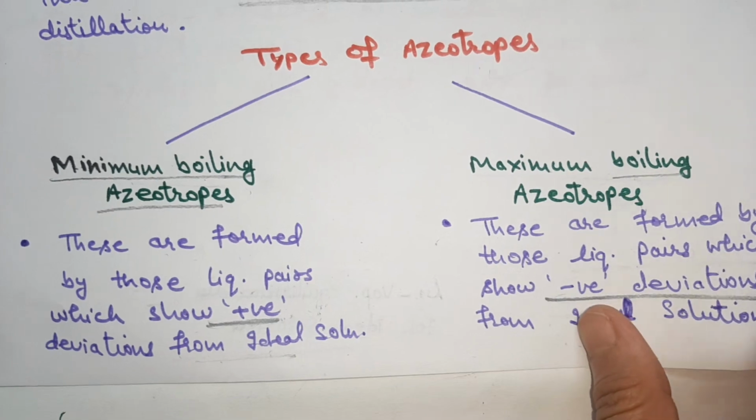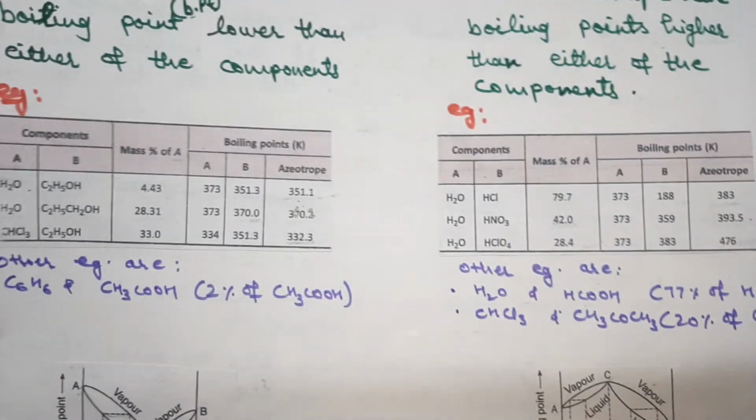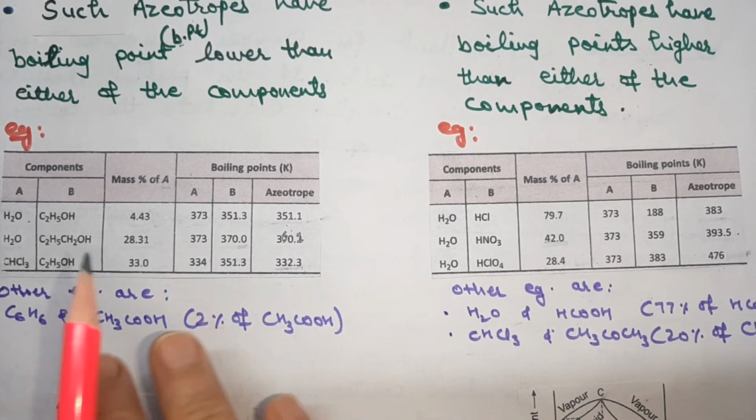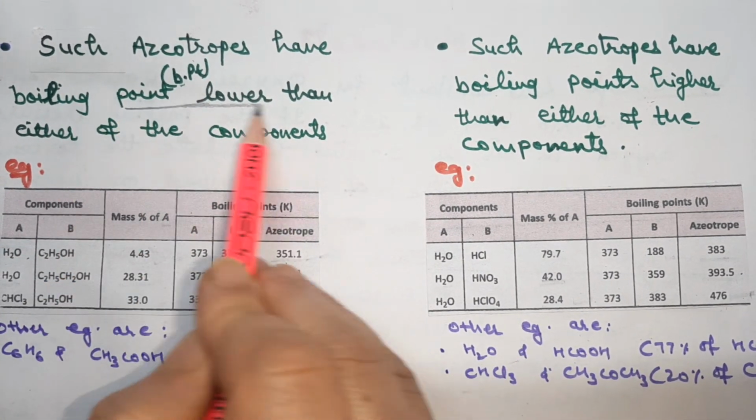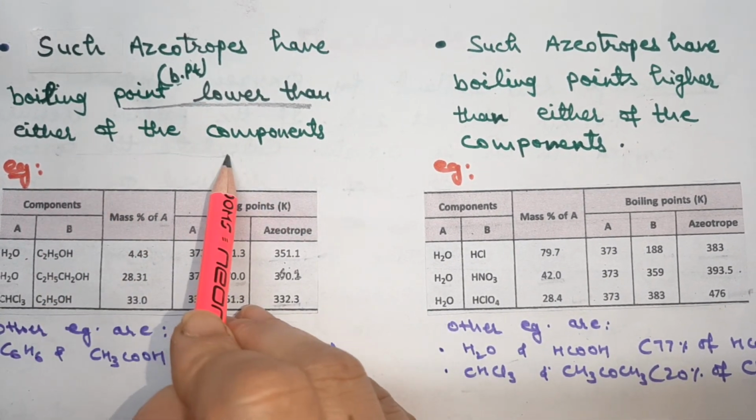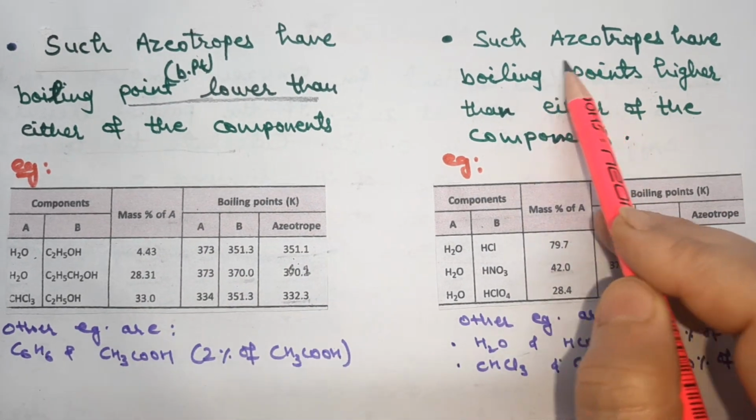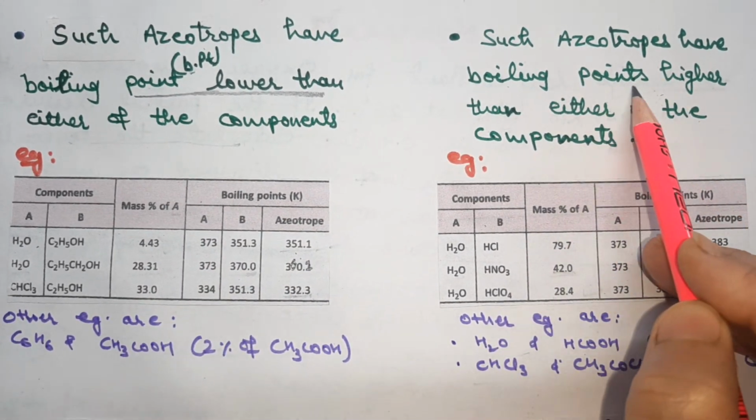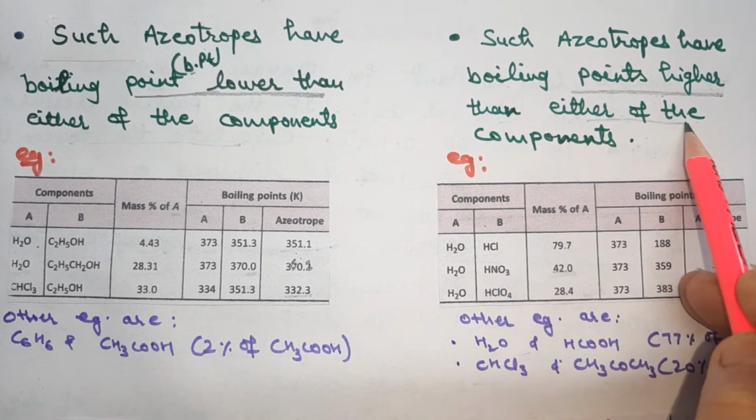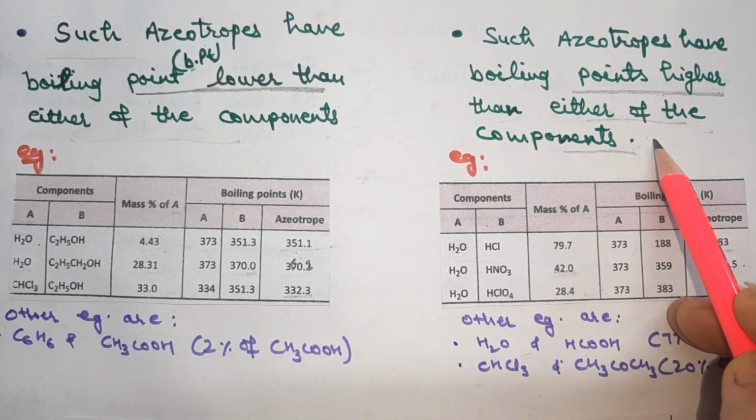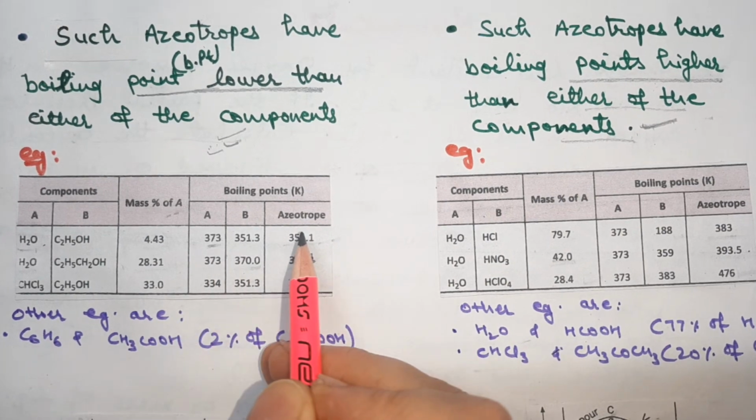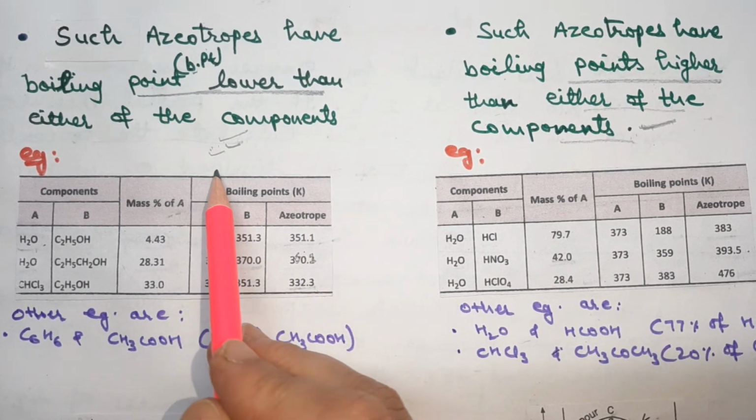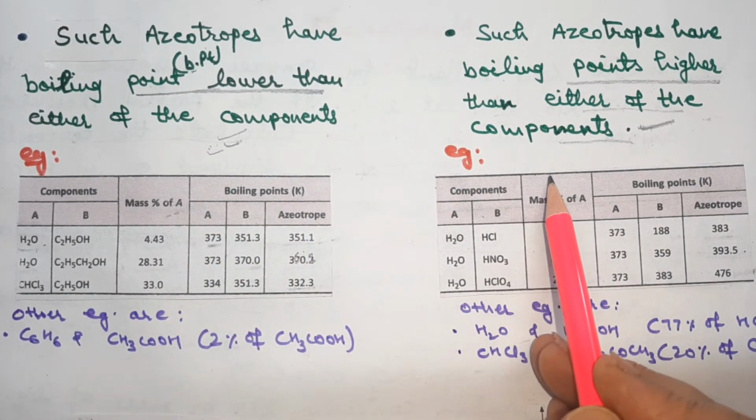So the next point of distinction between the azeotropes is that, as we discussed already, minimum boiling azeotropes have boiling points lower than either of the components, and maximum boiling azeotropes have boiling points higher than either of the components. The reason we discussed, that is based on the vapor pressure. Now there are some examples of minimum boiling azeotropes and maximum boiling azeotropes.